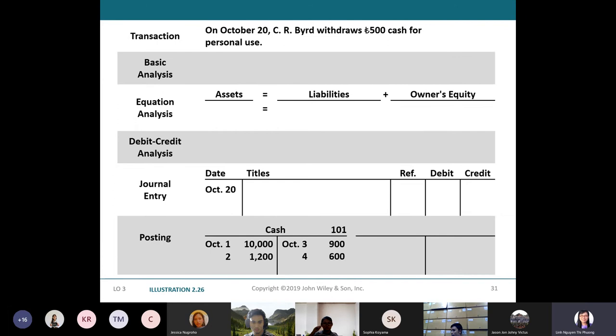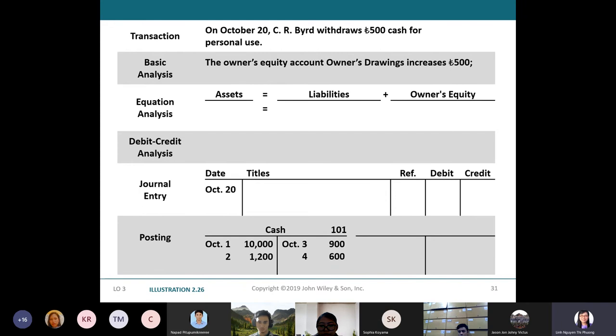Okay, next, on October 20, Napat, are you there? Yes, teacher. Okay, Napat, the owner withdraws 500 cash. Which account will increase and which account decrease? Can you tell me? I'm not sure, but I would say that it's increased. Okay, just guess. Do you remember we have a drawing account in owner's equity? So when the owner withdraws the money, what happened to the drawing account? Is it increase or decrease? Increase. Increase, good. So the owner's drawing increases 500, right?